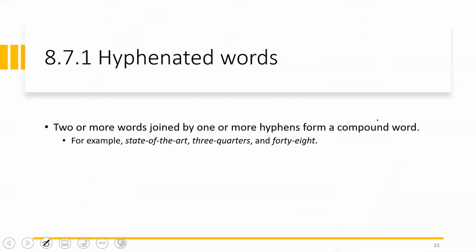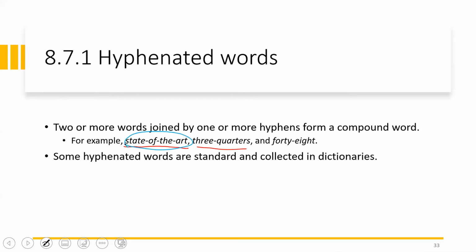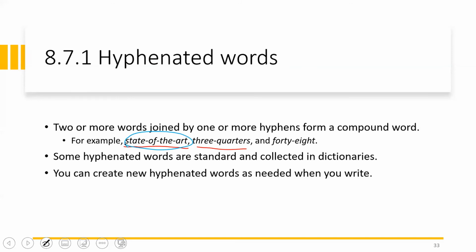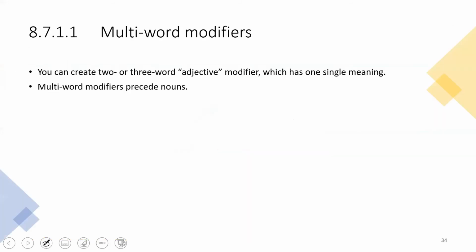For example, state of the art. In technical writing, you use this a lot. Some hyphenated words are standard. The others are only for your writing. Okay, you can create new ones if they are not available in the dictionary.